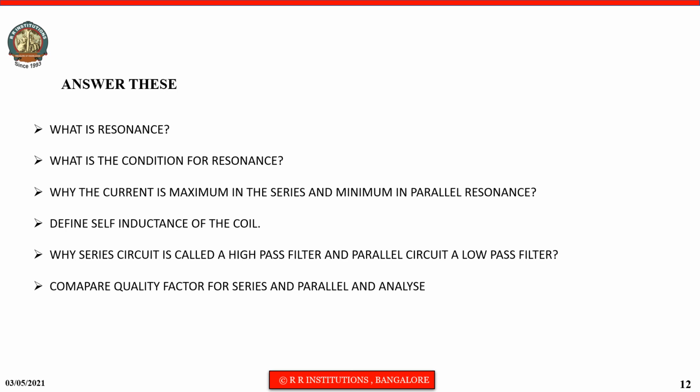After performing the experiment, you should be able to answer these questions. What is resonance? What is the condition for resonance? Why is the current maximum in series and minimum in parallel resonance? Define self-inductance of the coil. Why is the series circuit called a high-pass filter and the parallel circuit a low-pass filter? Compare quality factor for series and parallel and analyze it.